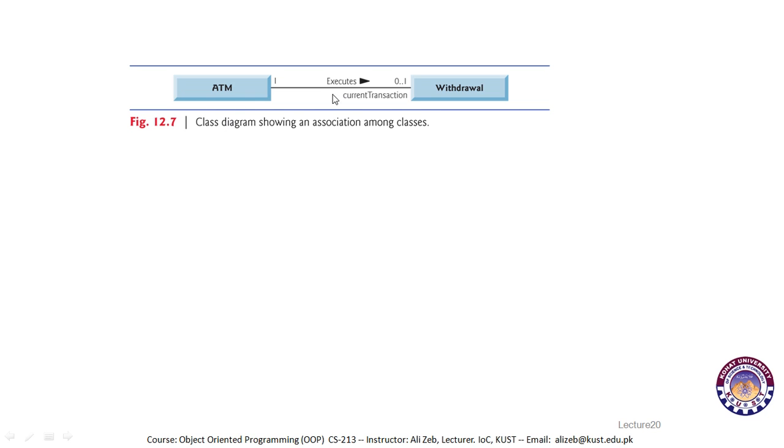Now this shows a relationship between two classes. An ATM executes a transaction and that transaction is withdrawal. Current transaction is withdrawal. Our classes within the same system are related to each other in one way or another. We have studied different relationships between our classes. One of those was the composition relationship and the other was the inheritance relationship.